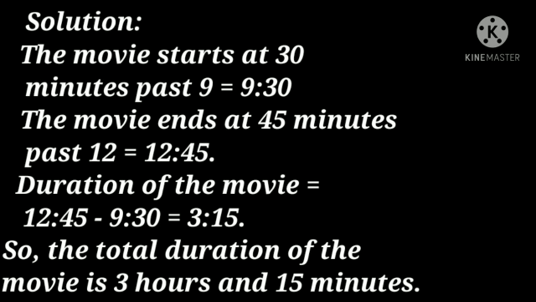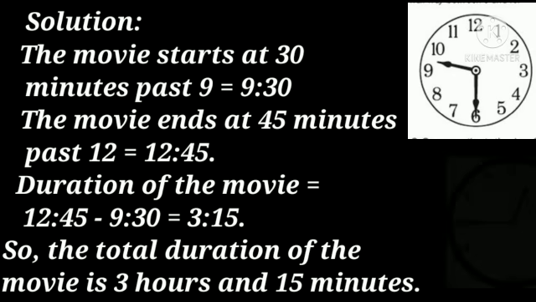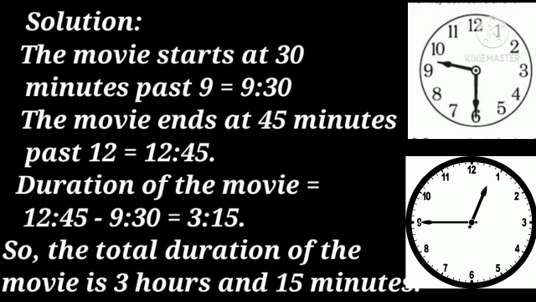The movie starts at 30 minutes past 9, that is 9:30. The movie ends at 45 minutes past 12, that is 12:45. So the duration of the movie is equal to 12:45 minus 9:30, that is equal to 3:15, means 3 hours and 15 minutes. So the total duration of the movie is 3 hours and 15 minutes.